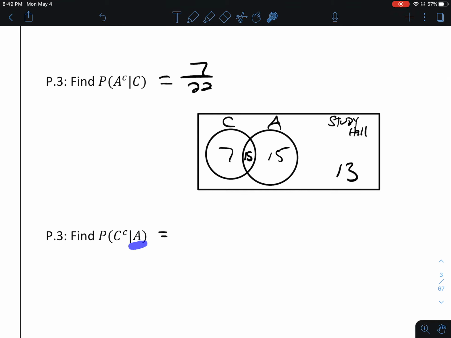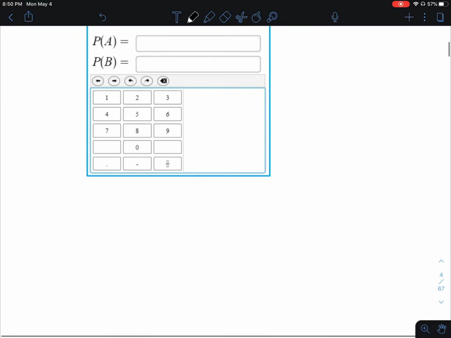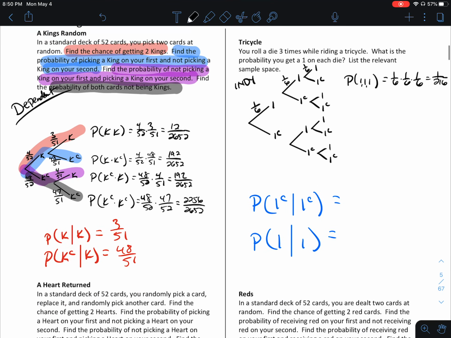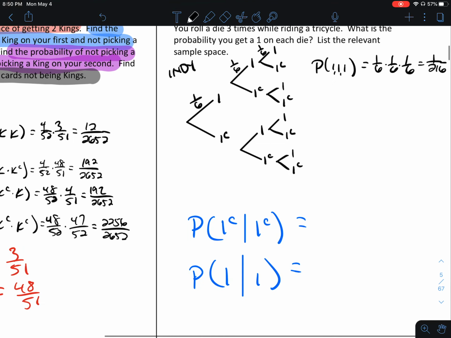Given that someone's in art, that's 15 and 15, that's 30 people. What's the chances the person did not take computer class? Well, here's the ones that didn't take computer that are in art. That's 15 out of 30. That's a half. If we skip ahead to P2's homework, we added some questions here from the notes.